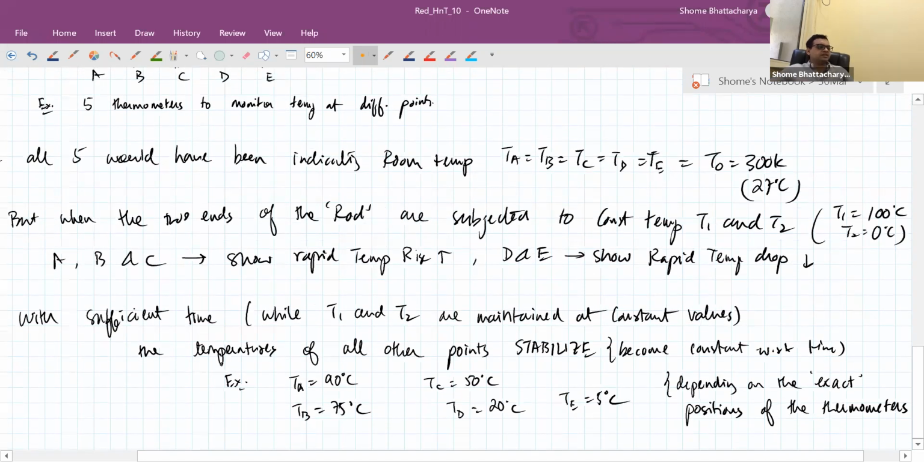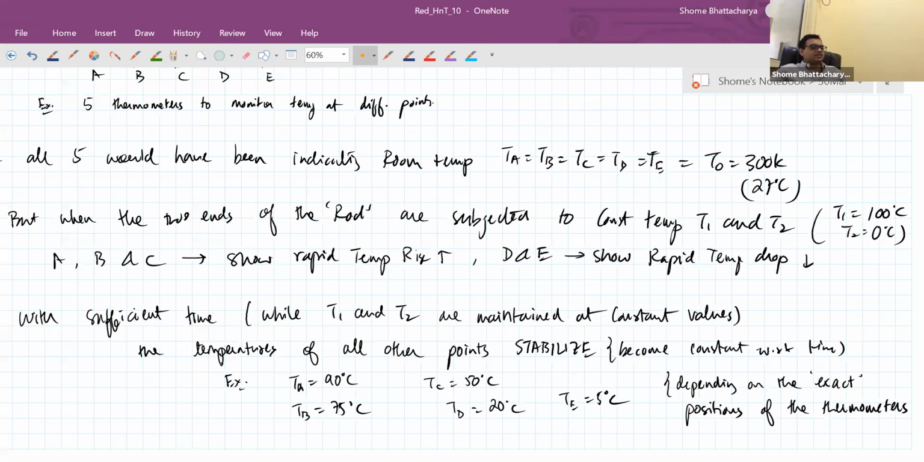So more importantly, let's understand this. What's happening now? Initially, before I put the rod in that situation where it is between the two constant temperature reservoirs of T1 and T2, it would have been at room temperature. So the whole rod would have been at a uniform temperature of 27 degrees C. So wherever I place a thermometer on the rod, it would have read the same room temperature of 27 degrees C. But now I subject it to that special condition that I am forcefully maintaining one end at temperature T1 and the other end at temperature T2.